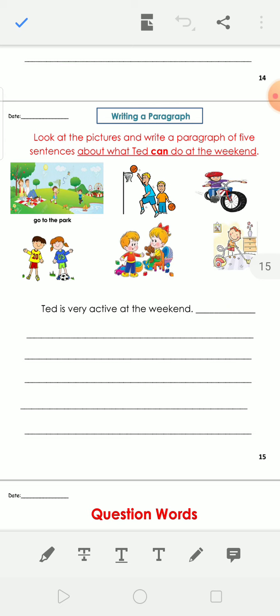But before writing, let's remember the rules of writing a paragraph. Leave a space in the first line. Write the sentences next to each other. Start the sentence with a capital letter. Put a full stop at the end of each sentence. Don't forget these rules, please.